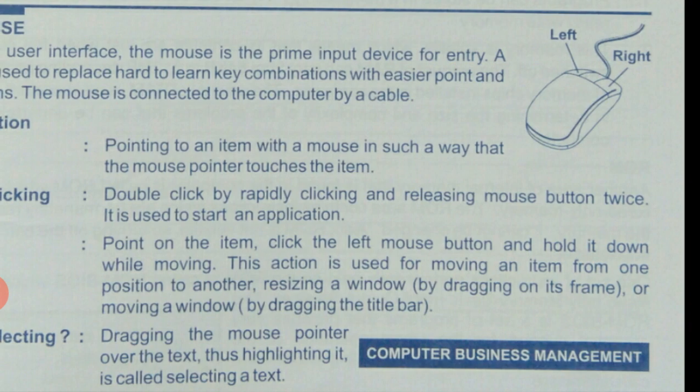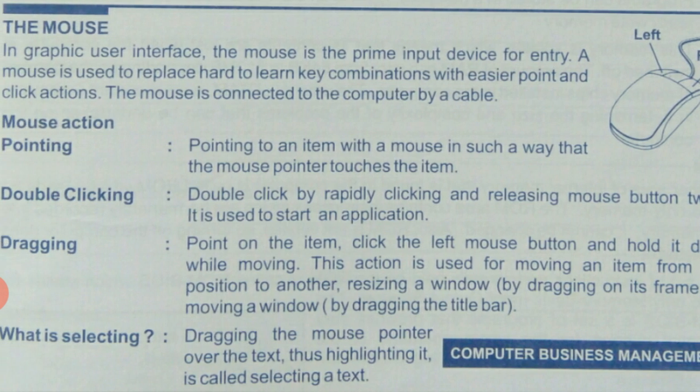The left button is used to select an option, the right click is used to refresh your computer, and the scroll wheel is used to go up and down in your working area.